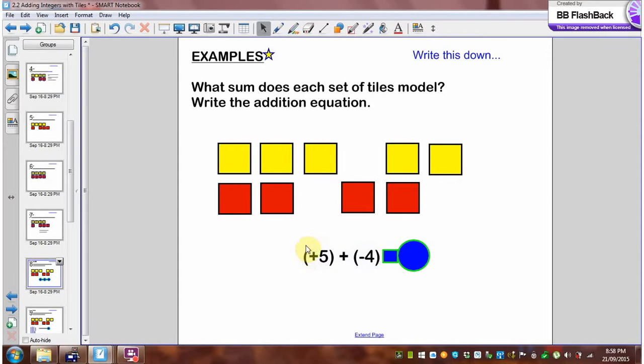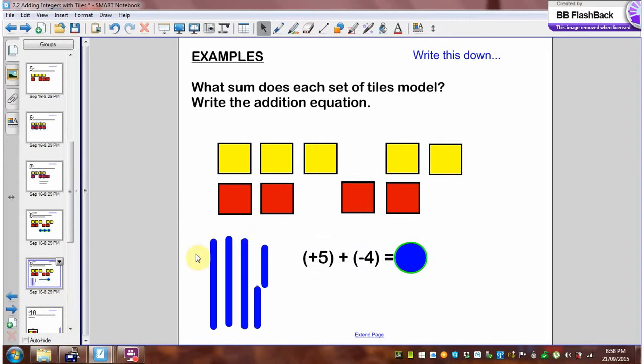The reason I have brackets around our numbers, we don't really need to have them there, but starting off it's nice and neat, and it keeps your number and your positive or negative symbol all together in one bunch. So you can write it with brackets for now. So we've got plus 5, 5 yellow tiles, plus 4 negative tiles, or negative 4, equals, and what's our answer? That's what we're going to explore next.